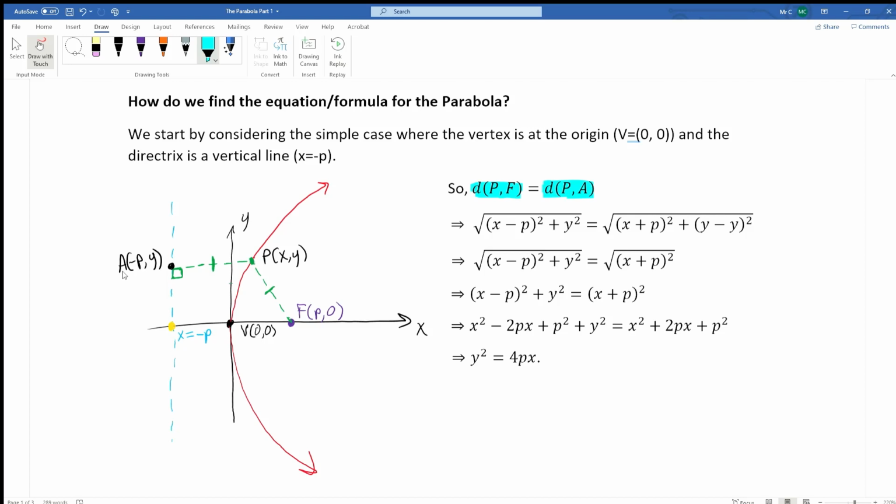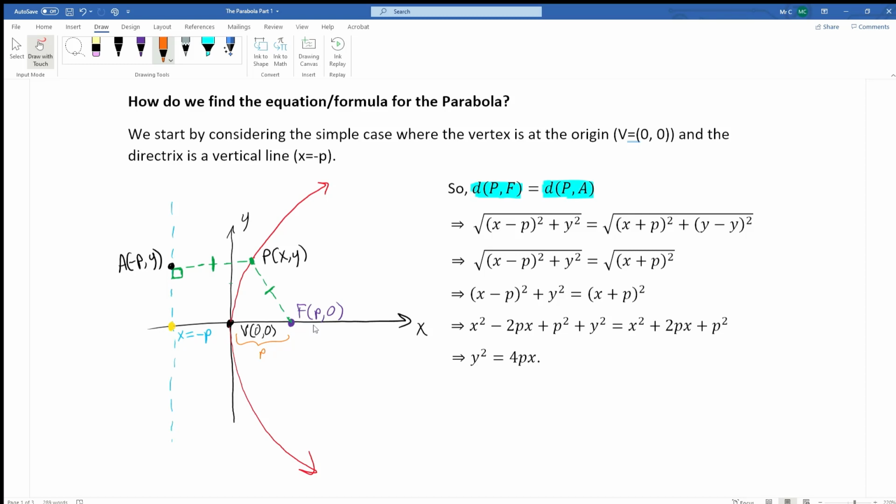So if we look at this point A, we were able to determine what the values for the x and y coordinates would be. Since this point is on the directrix, the x coordinate is negative p, and the y coordinate is the same as the point P, since the point P is perpendicular here. So all we have to do is use our formulas for distance to build an equation relating these two things. And keep in mind our focus, since it is a distance of p away from the vertex, that puts the focus at (p, 0).